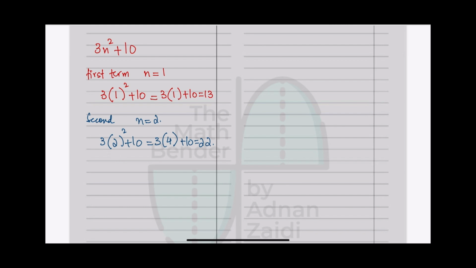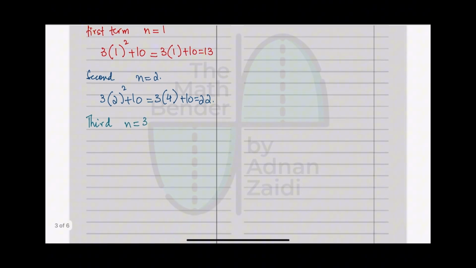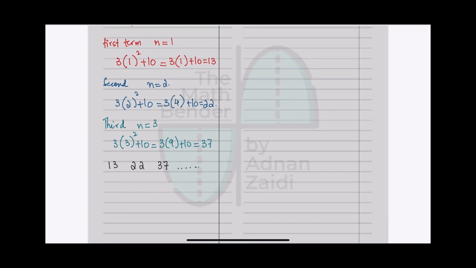For the third one, n turns out to be 3, and 3 times 3 squared plus 10: 3 to the power of 2 is 9, so 3 times 9 plus 10, and 9 times 3 is 27. 27 plus 10 gives you 37. So the pattern looks like this: 13 as the first term, 22 second, 37 third, and so on. You may find the fourth and fifth by plugging in the value of n as 4 and 5.